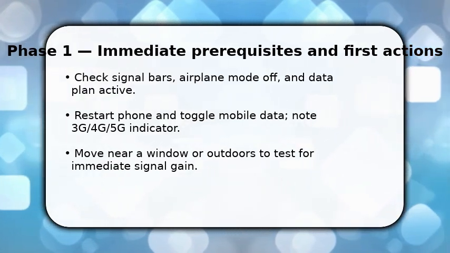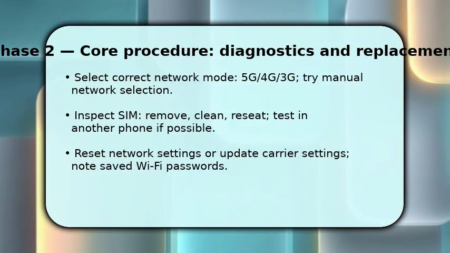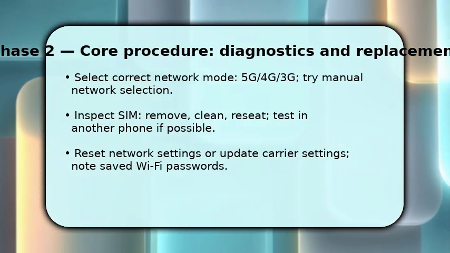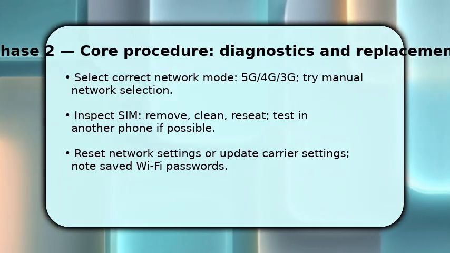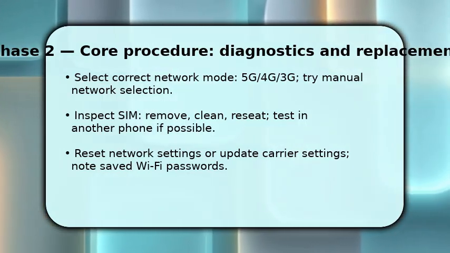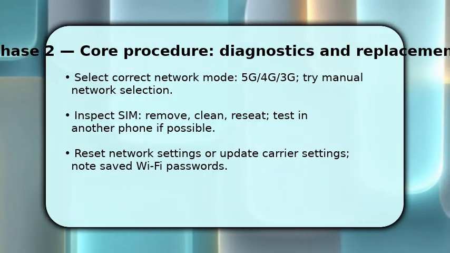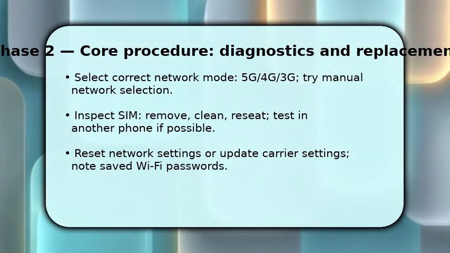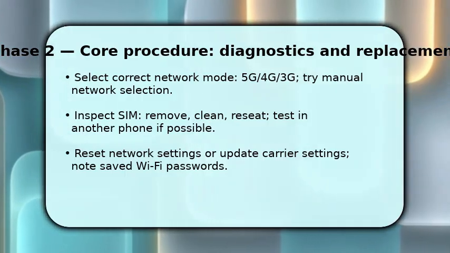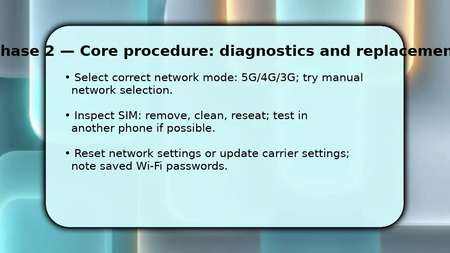Now dig into network settings and basic hardware checks. You should try switching network mode between 5G, 4G, and 3G to see which gives stable throughput. Manually select your carrier if auto fails. Then power down and remove the SIM card. Clean contacts gently, reseat it, and test in another phone if available to rule out SIM or handset faults.